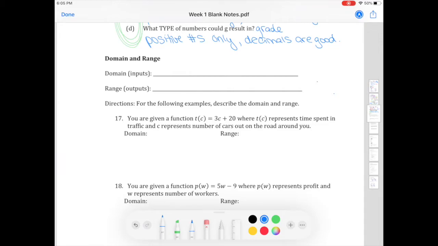Domain and range. So adding 2 more vocabulary words because clearly you haven't learned enough already today. So your domain is just another word for your inputs, and remember your inputs are X values. Your range is just another word for your outputs, which represents your Y values. So these are all kind of synonyms of each other. Domain goes with input, goes with X values. Range goes with output, goes with Y values.